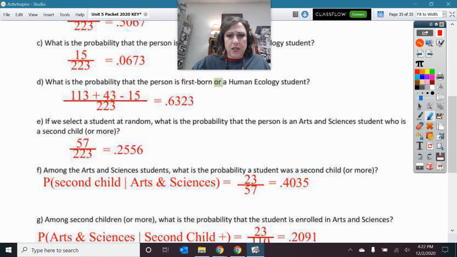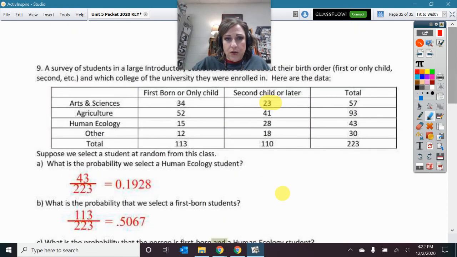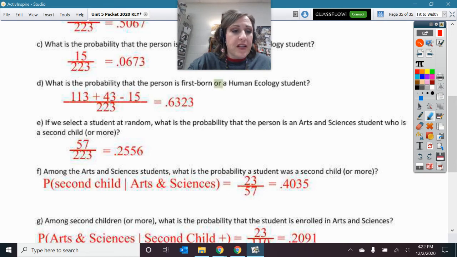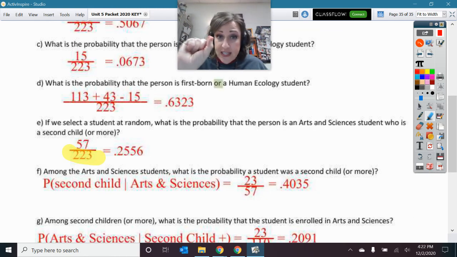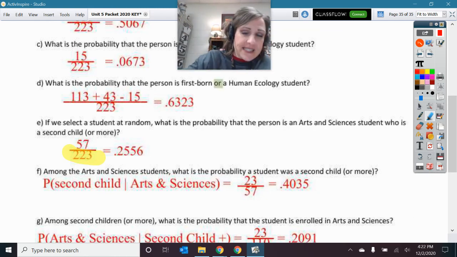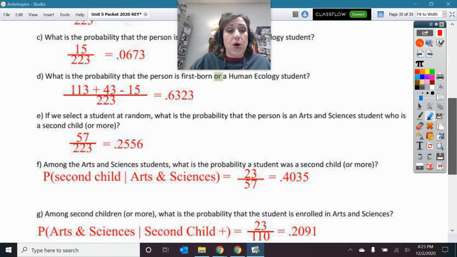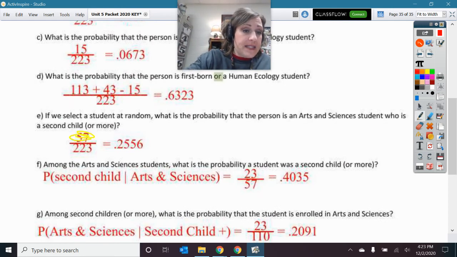So that's not what I have there. So what's going on here? Arts and sciences student who is a second or more. So, I think I have it wrong on my answer key. Let me just double check here. If we select a student at random, so that's out of the 223, what's the probability that the person is the intersection of arts and sciences and second or more? When I put 57, I had just put all of the arts and sciences, so that was wrong. It should be this 23 out of 223. So I've got to fix that. I had that mistake right there.